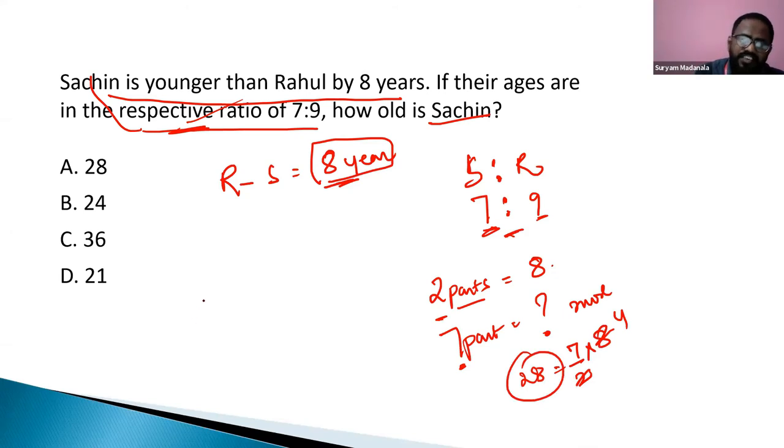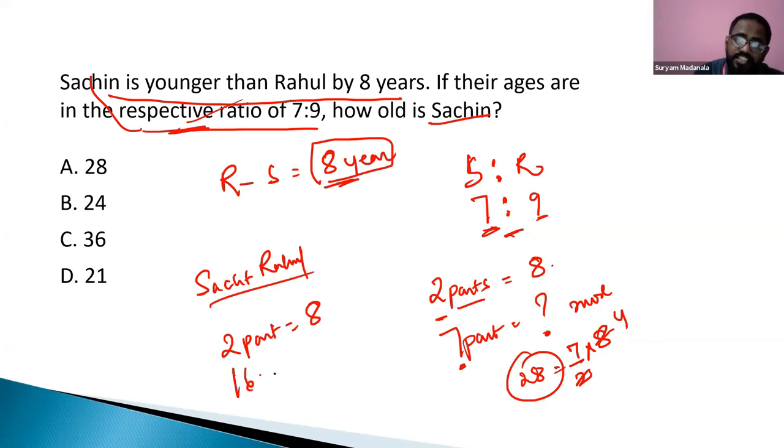Got it now? What if I ask you what is Sachin's plus Rahul's age? Sachin and Rahul's age. So 2 parts is equal to 8. Now you will do what? How many parts? You will take 16 parts because they're asking together age. Is how much? If I ask Sachin plus Rahul.